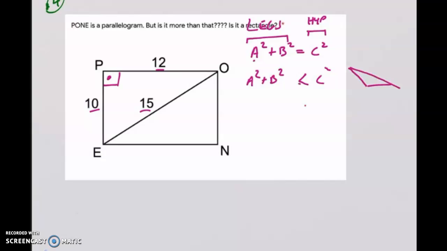And if you get C squared to be smaller, so if the hypotenuse is smaller than the sum of the legs, then your hypotenuse is shrinking, and you're left with an acute triangle. Okay, a little bit of longer video there, but try it again, see if you can get it.